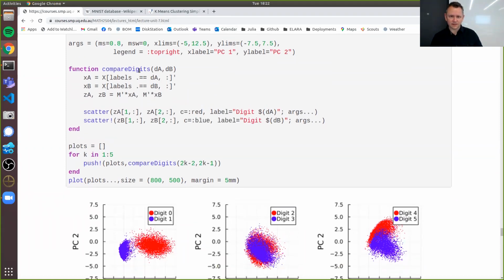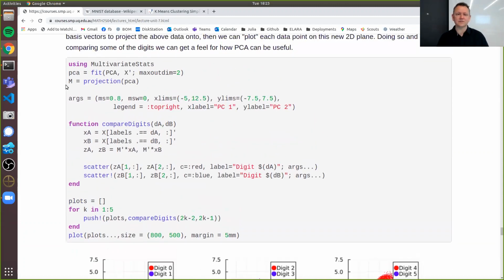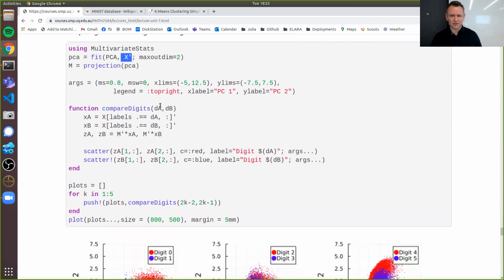All right. So then in here we've got this function compare digits. So we're going to look at digit 0 versus digit 1. We're not going to have all 10 families of digits on the one plot. We're just going to plot 2 of them at a time, just to give you a flavor of what's happening here. So imagine we only had examples of 0s and 1s. We've created this M just from the data. So this is coming just from X, which is the images without the labels.